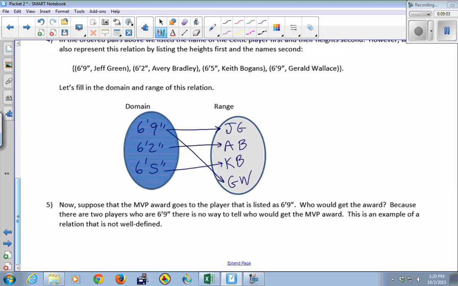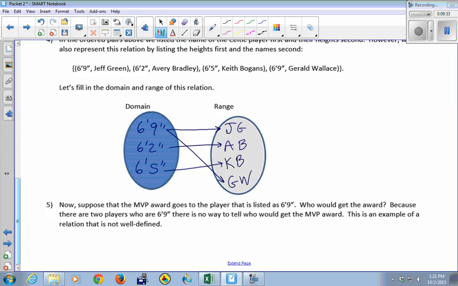All right, now suppose that the MVP award goes to the player that's listed as 6 feet 9 inches. Okay, they're announcing it in like the Boston Garden, right? And the MVP award goes to the player who's 6 feet 9 inches. Who gets the award? I don't know. That's going to be really awkward, right? There's no way to tell who would get the award. So this is an example of a relation that's not well defined.